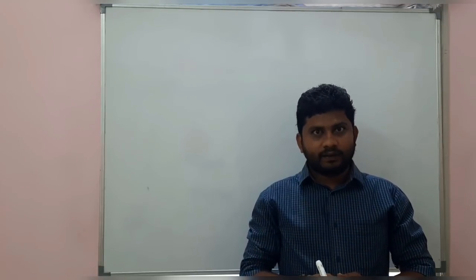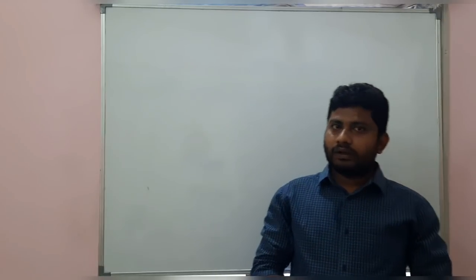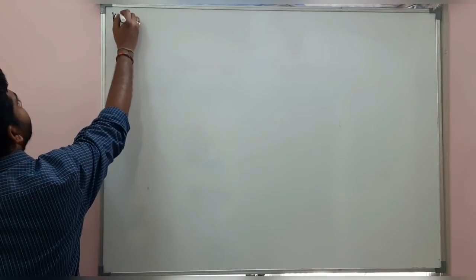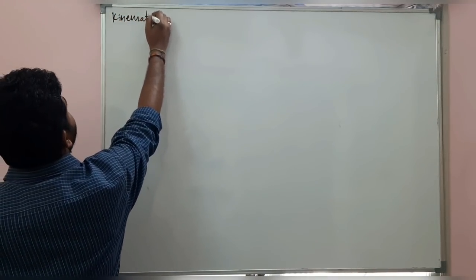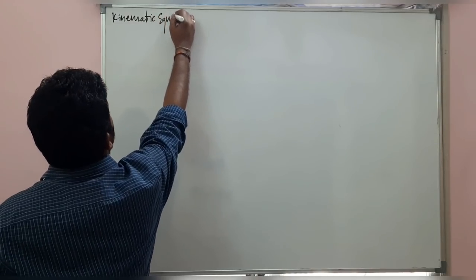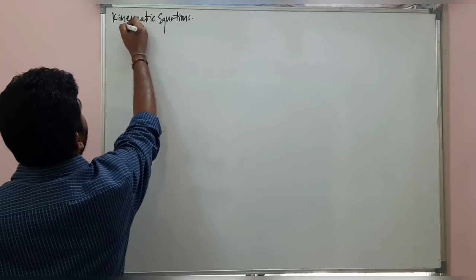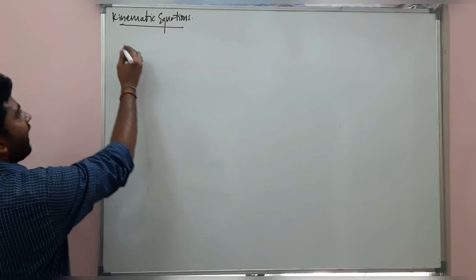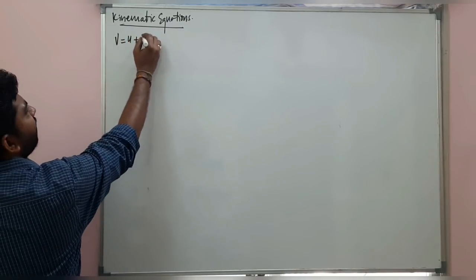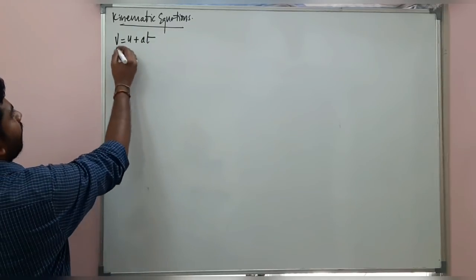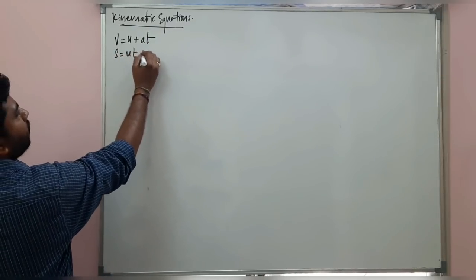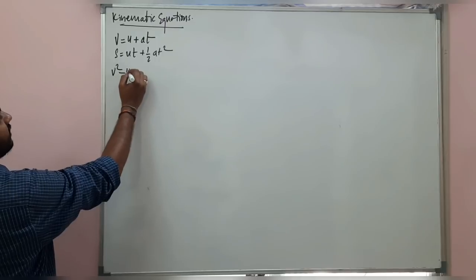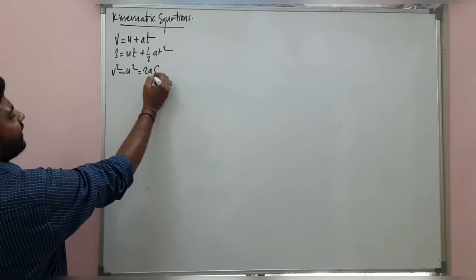In this session, we are going to discuss kinematic equations, right? So what is that? Kinematic equations. So these are the kinematic equations. In the last class, I had told you already: v is equal to u plus at, s is equal to ut plus half at square, v square minus u square is equal to 2as.